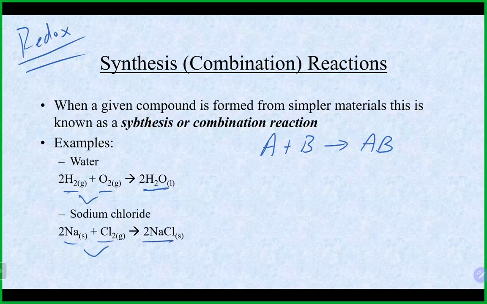Now, to demonstrate the idea that you can classify the same reaction a few different ways, we take this guy here, magnesium and oxygen that we saw earlier, making magnesium oxide.